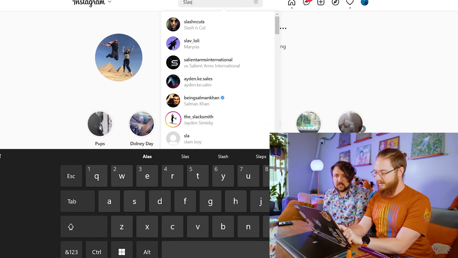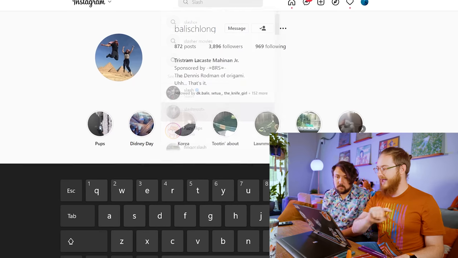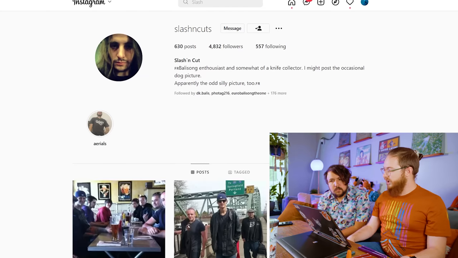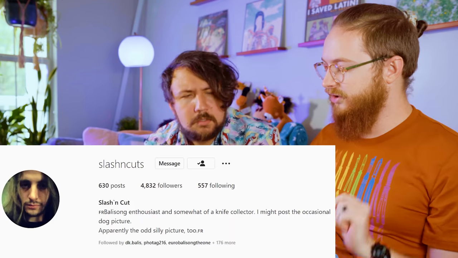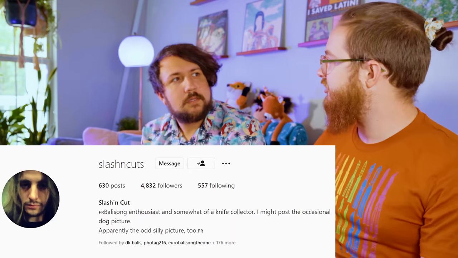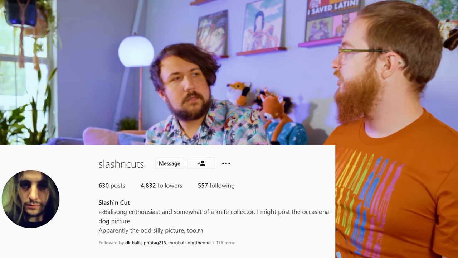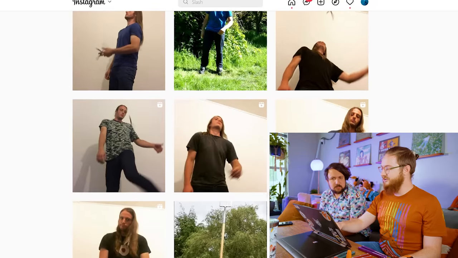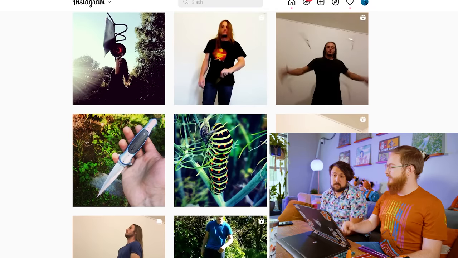Okay, so I know this was great. I have one last flipper I want to show you that I think will impress you as much as Balischlong, if not more. Yes. Okay, so the last person is called Slash and Cuts. I have not ever seen anything from Slash and Cuts. Slash and Cuts is a classic balisong flipper. Apparently, I was talking to Stitch about this. Apparently, Slash and Cuts has potentially been flipping longer than Stitch has been in the community. Slash and Cuts is a legend. Do you want to know why Slash and Cuts is a legend?